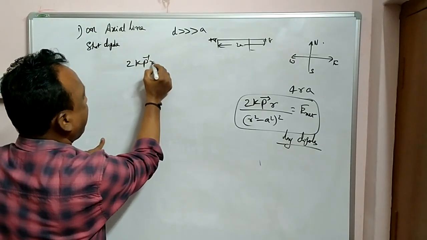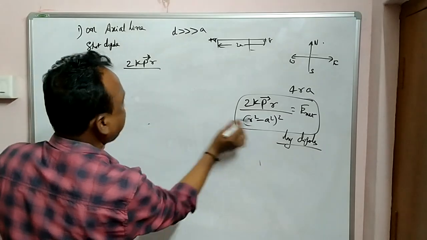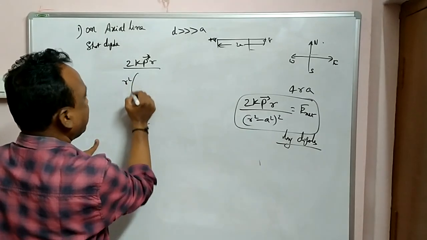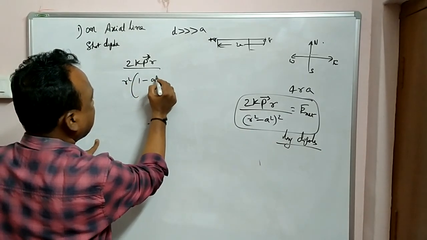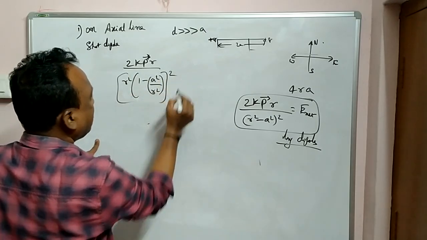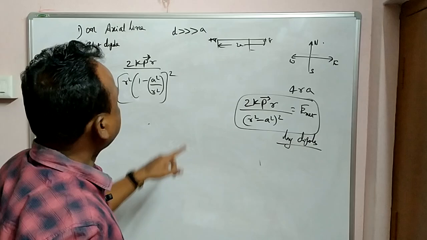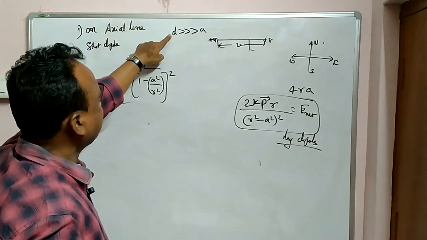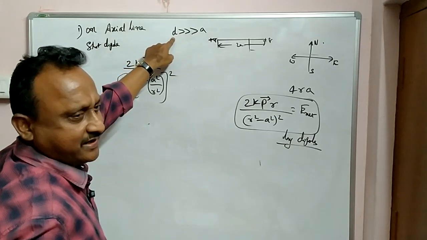2kp vector r by, I can take common here, r square into 1 minus a square by r square whole square. So if d is very much greater, what happens?